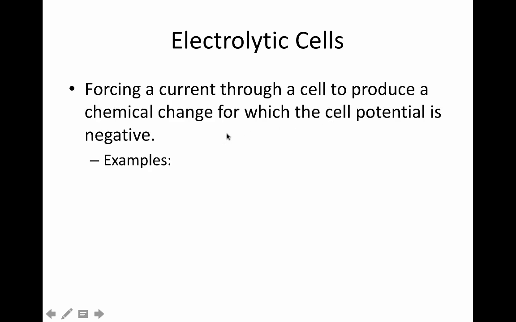In the past few days, we've been spending time looking at galvanic cells. Today, we're going to learn about electrolytic cells. So an electrolytic cell is forcing a current through a cell to produce a chemical change for which the cell potential is negative. Examples of this that some of you may be familiar with are charging a battery. When your cell phone runs out of battery and you need to charge it, you're forcing current through the battery in a reverse direction, and that is not a spontaneous thing.